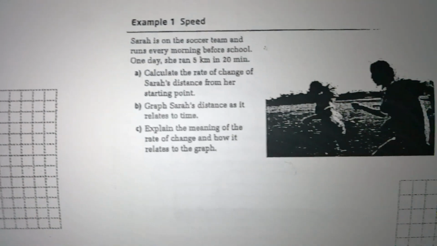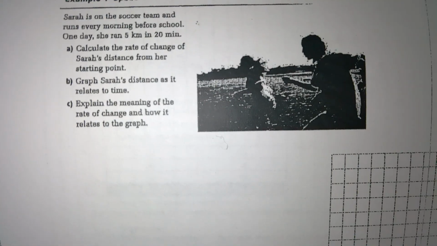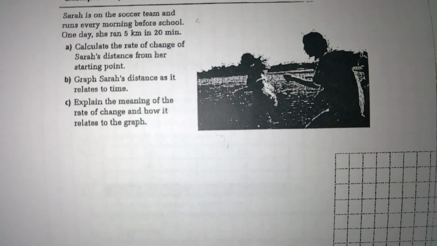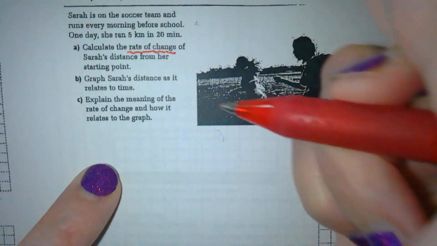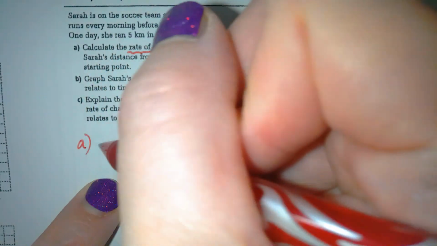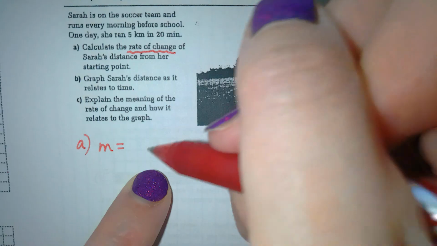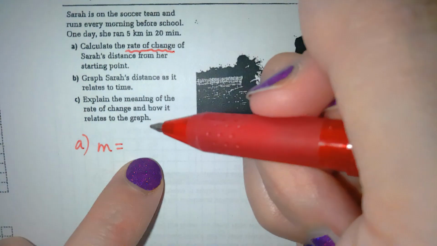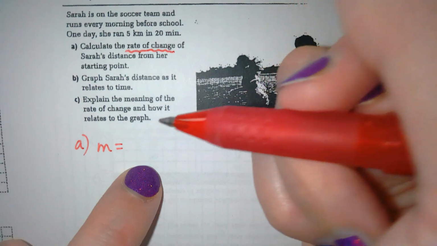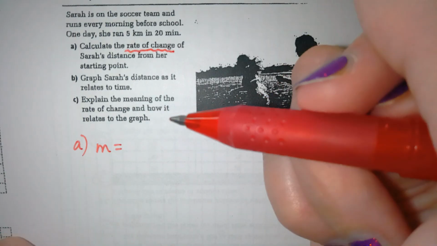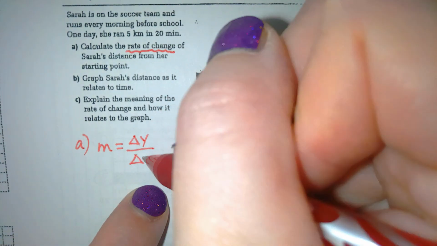I want to do some application questions with you guys. So Sarah is on the soccer team and runs every morning before school. One day she ran 5 kilometers in 20 minutes. Calculate her rate of change. Okay, so remember, rate of change is just like your slope. It's the rise over run, or the difference in y over the difference in x. So remember, difference in y over difference in x.